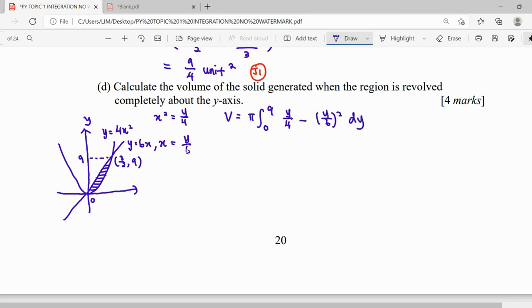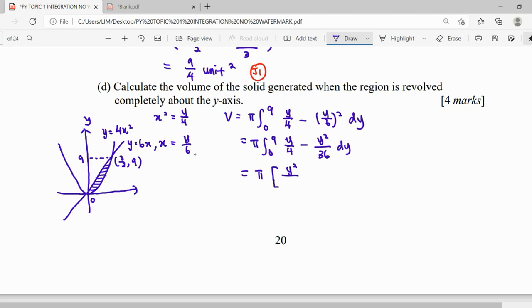Notice here, I already squared this function, so I don't need to square again. Just now, I moved this y to the left-hand side, I limited it to x squared because I need the function squared in terms of y. So now I only square this. Simplify our formula here: y over 4 minus y squared over 36. Then we can integrate and do our limit. Substitute our limit to find out the value.